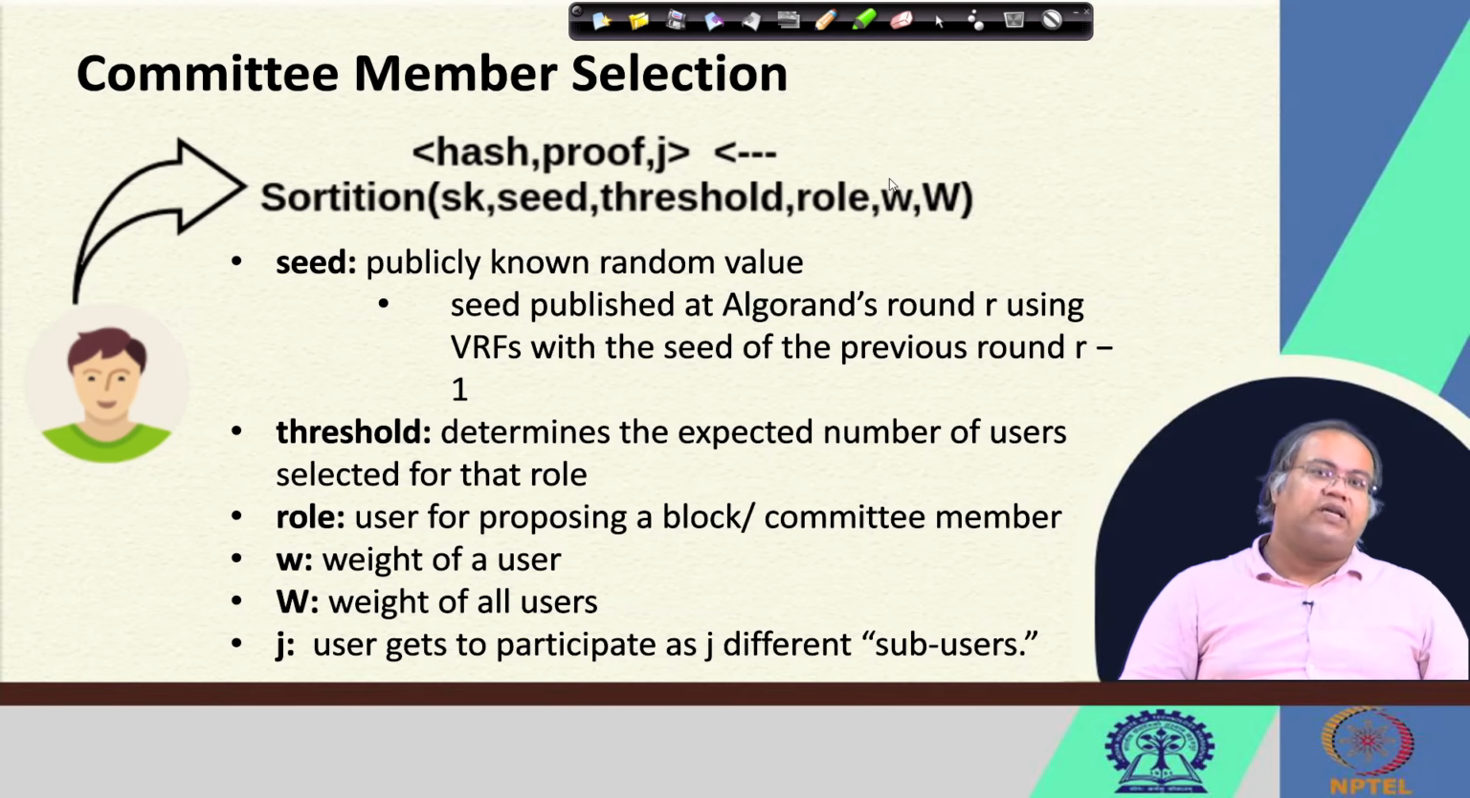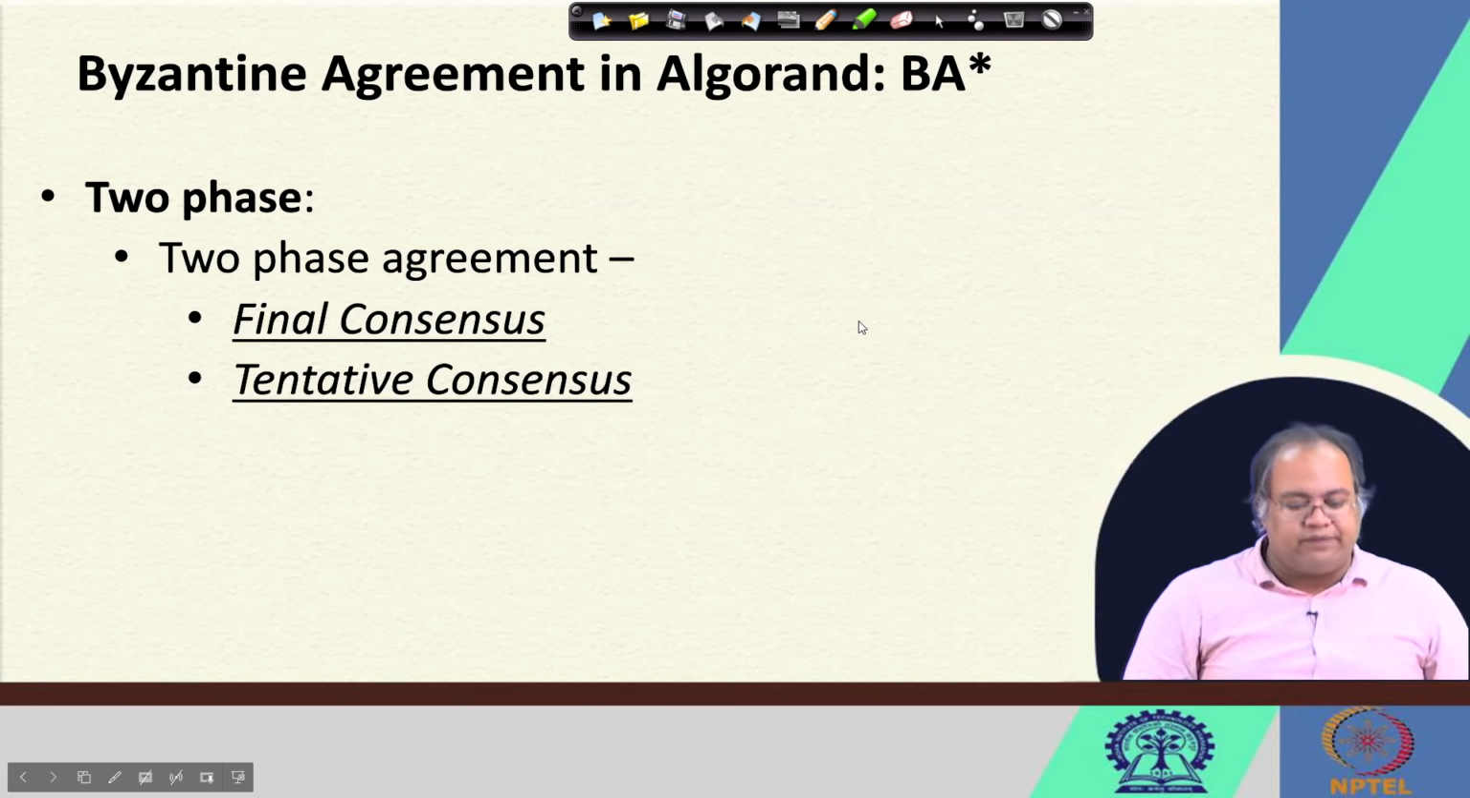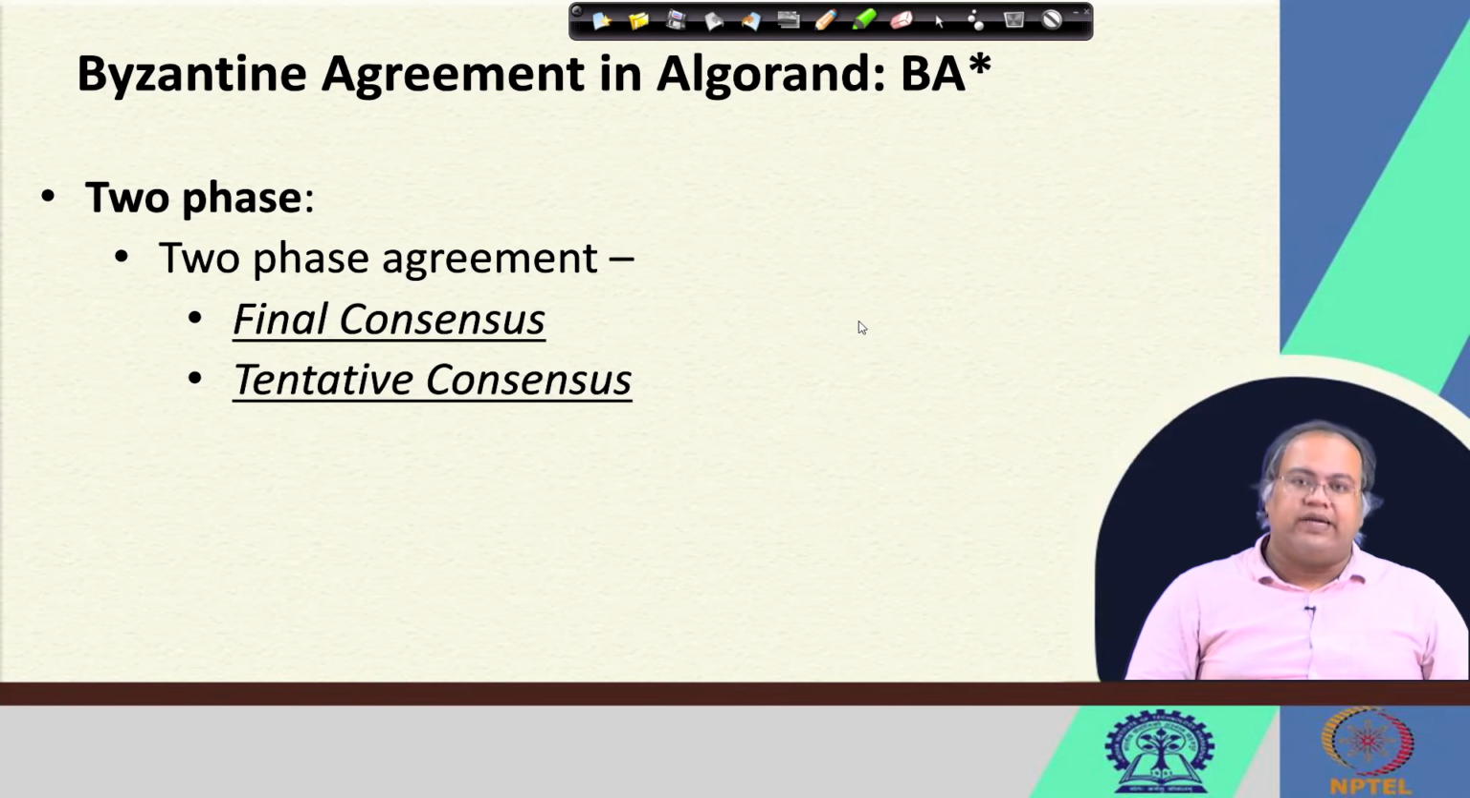Now, once these committee members are selected, the next task is to run the Byzantine agreement protocol. To run it, Algorand runs this Byzantine agreement in two phases. So, it is basically a two-phase agreement protocol. It has something called a final consensus and another called a tentative consensus. Let us see what is meant by final consensus and tentative consensus.